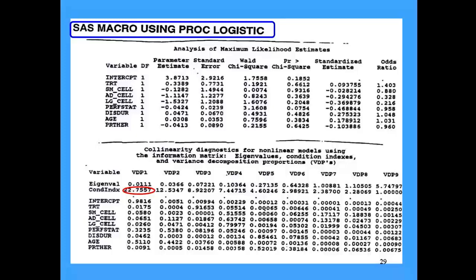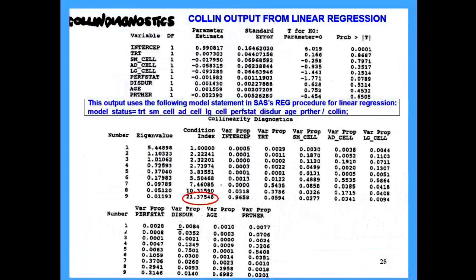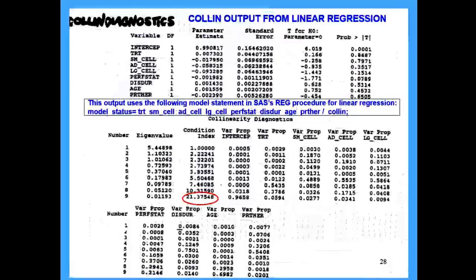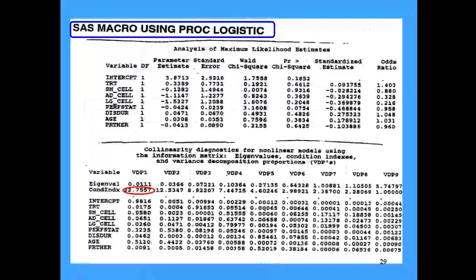Is it the same as what I got previously when I did linear regression? Why not? Well, there's two different ways to do it. If you do linear regression, you're assuming a certain variance structure, which is a different formula than if you're doing logistic regression. Is it a lot different? No. 22.7557 isn't that much different than 21.374548. So you're going to have the same conclusion about whether there's collinearity, whether you use linear regression or logistic regression. Which one should you do, though?